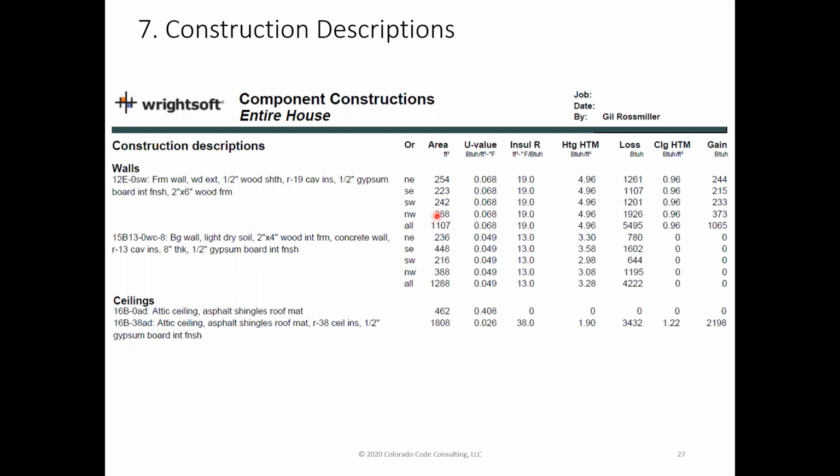And do they have the right cavity? Did the construction plan say it's an R19 wall? Good. Then we've got the below-grade wall. Light, dry soil, depending on your soil. You've got different choices. Looks like they framed the inside out. They've got furring, right? 2x4 interior frame, concrete wall. I put in R13 cavity insulation. My wall's 8 inches thick, and I've got gypsum board on the inside.